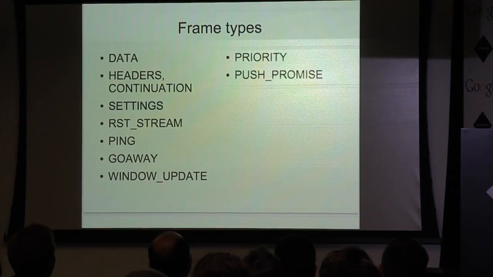Settings is not specific to an HTTP request. That's just the two sides agreeing on what their limits are. Reset stream is a way for your browser to cancel an HTTP request, either one that it was sending or one that it was getting the response for. You cancel your download or something, without killing the TCP connection. So you can cancel one download while still letting the rest of your page load, or something that's in another tab or another window keep loading. Ping is just a way for the two peers to see, hey, are you still there? Go away is for when the server wants to shut down.